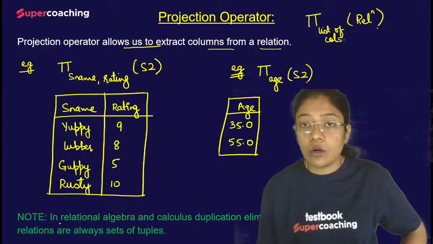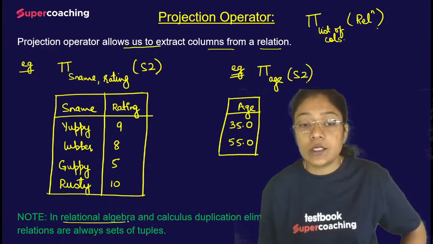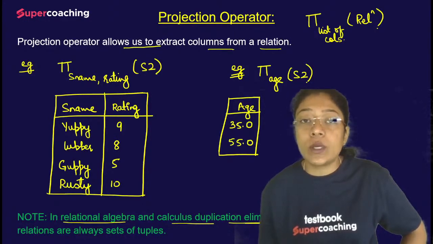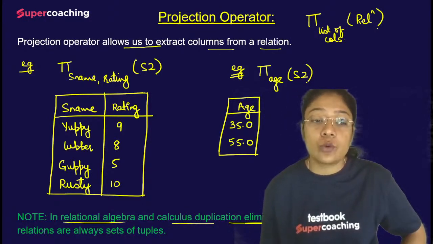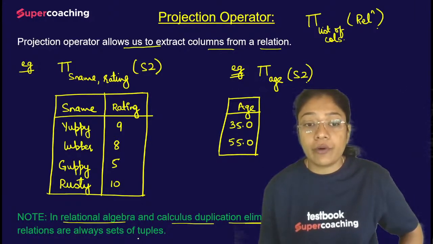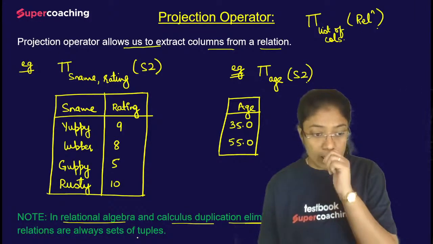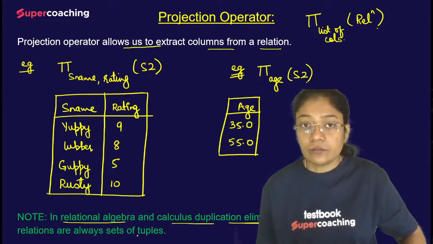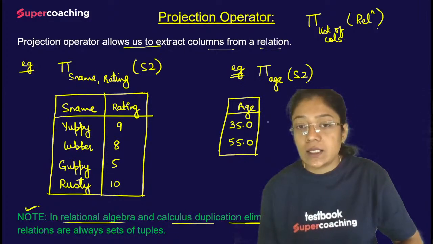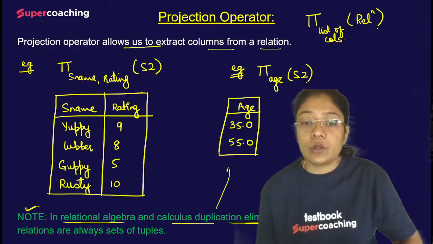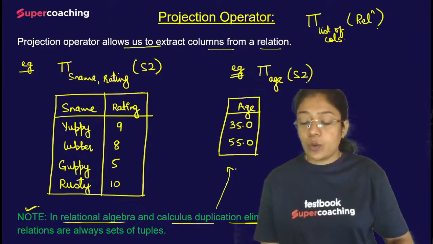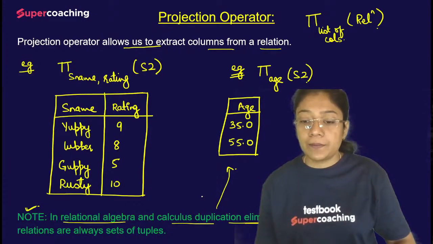So here is the note for your reference. In relational algebra and calculus, duplicate elimination is always done. Duplicates will always be deleted, so that the relations are always sets of tuples. Is this clear? How is this note working, is this clear? Here is the example for the same. Guys, quickly give me the confirmation.